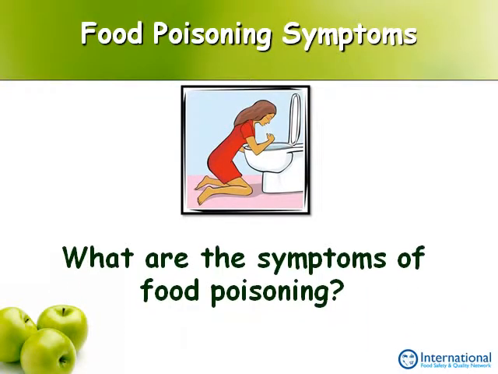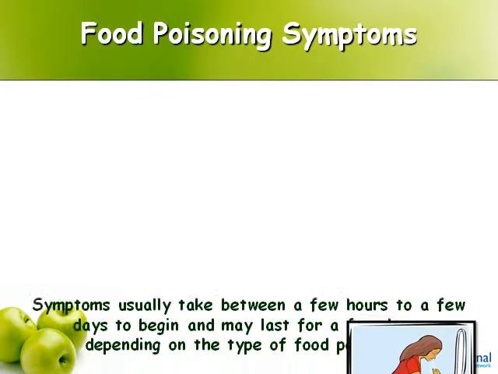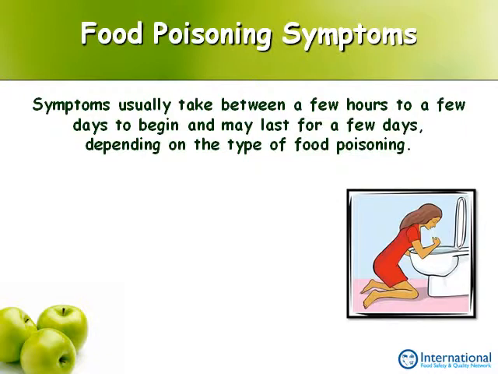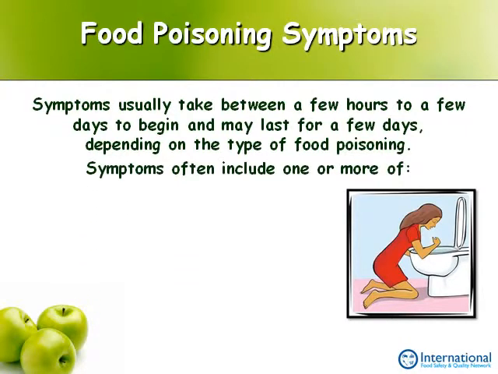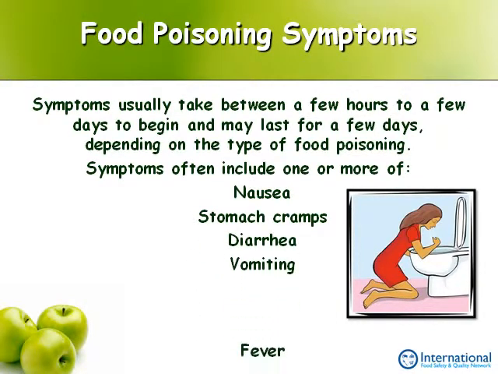What are the symptoms of food poisoning? Food poisoning symptoms usually take between a few hours to a few days to begin and may last for a few days, depending on the type of food poisoning. Symptoms often include one or more of nausea, stomach cramps, diarrhea, vomiting, fever, headaches.